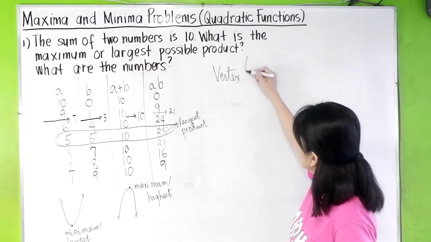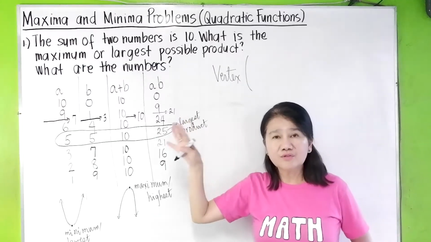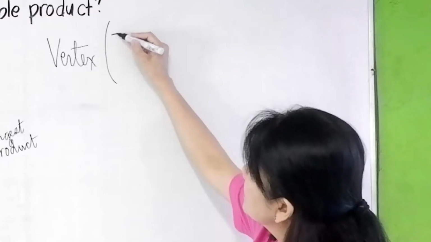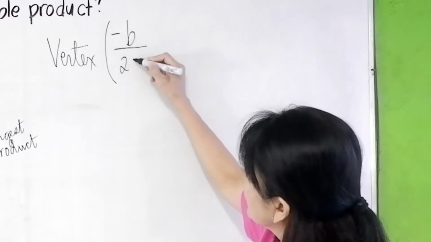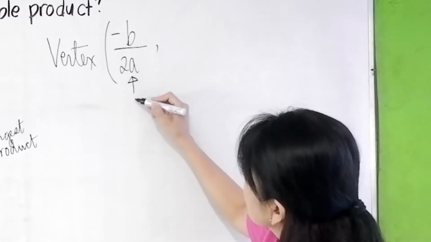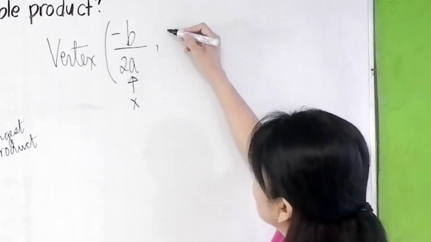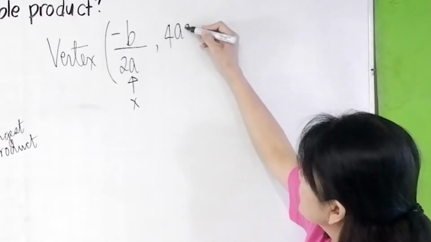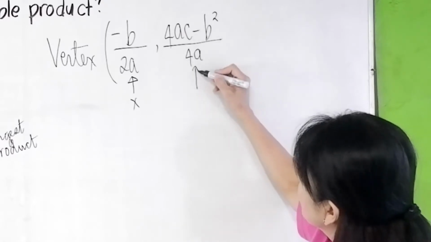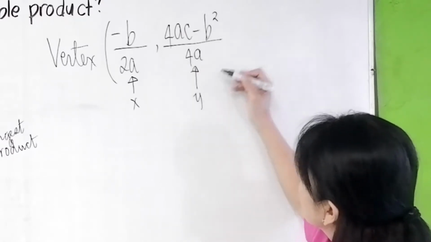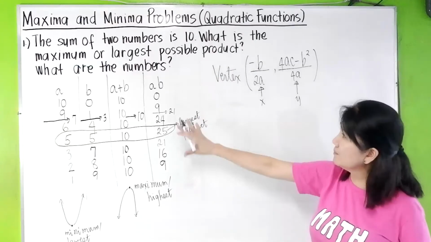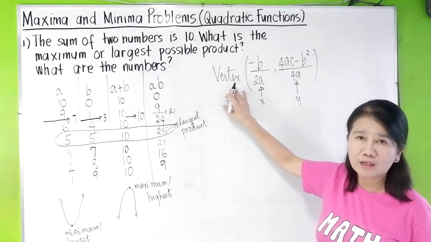Therefore, to take a shortcut in problems like this, all we have to do is to find the vertex. In our other videos, we already used the vertex formula, which is given by negative b over 2a for the x value. Remember, this is the x value of your vertex or your h. And 4ac minus b squared all over 4a is the formula for the y value of your vertex. So if we have problems like this, we just have to use the vertex formula.